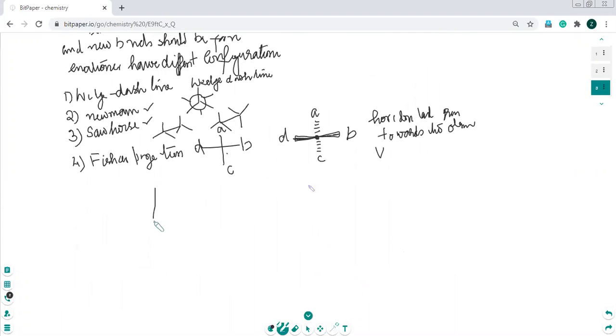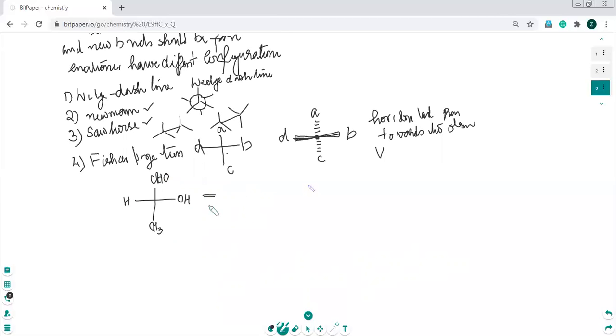Right? I will draw a molecule, Cl, or we'll take CHO, CH3, H and OH. We take this molecule. Now this is the same as, let's see here.